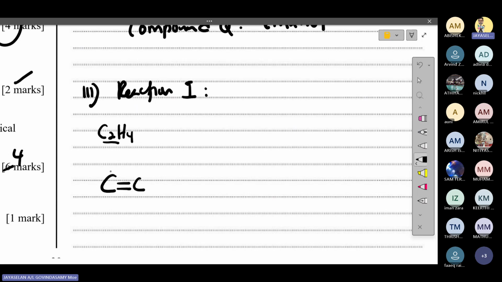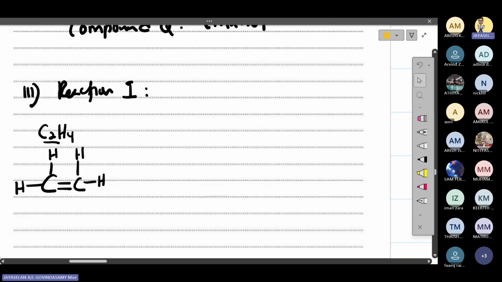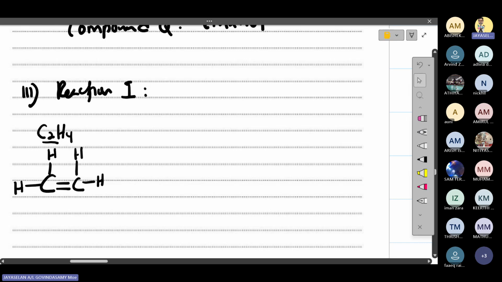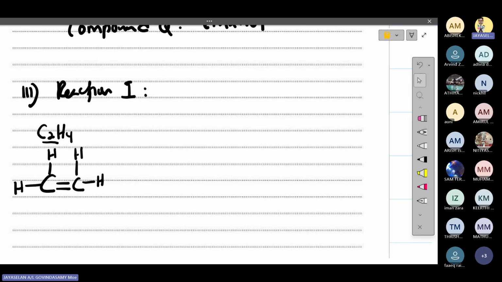So C double bond, 1, 2, 3, 4. This is its structural formula. After you do the structural formula, you want to do the chemical equation for addition polymerization. You have to put it like this: C double bond, atas, bawah, atas, bawah. Then you put N. If there is no N, 0 marks.